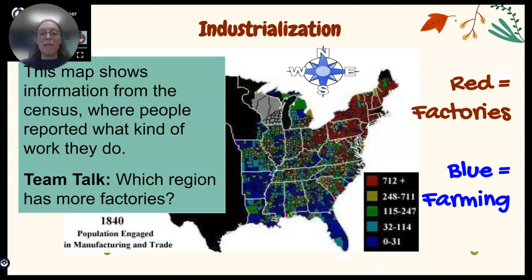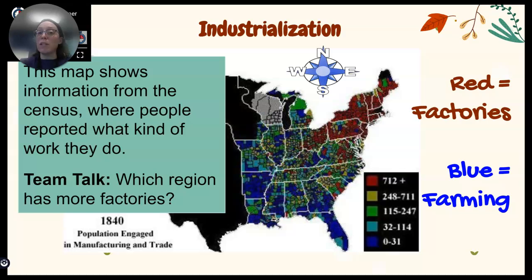So this is actually a heat map that is about how many people are basically engaged in jobs that relate to factories. So either making things in factories or trading goods that are from factories. So the blue areas where you see very little of that is where you're going to find a lot of farmland and people focused on farming.